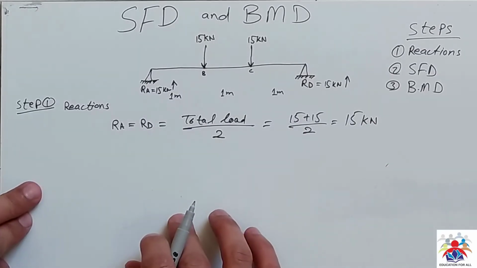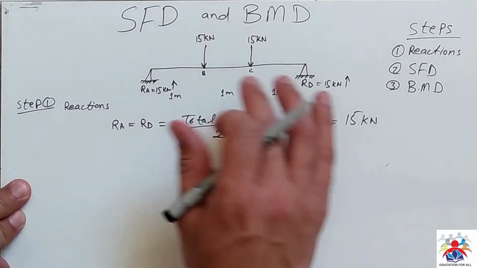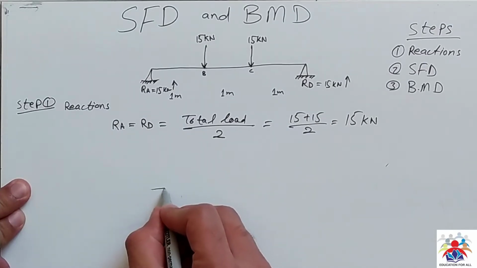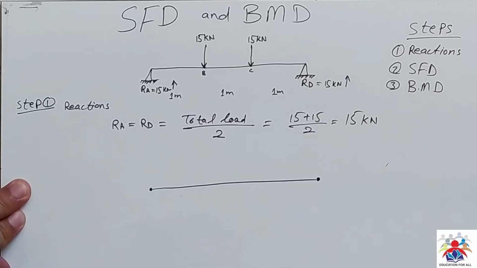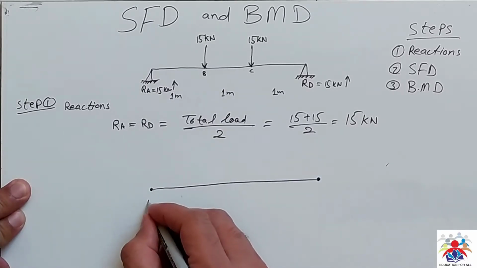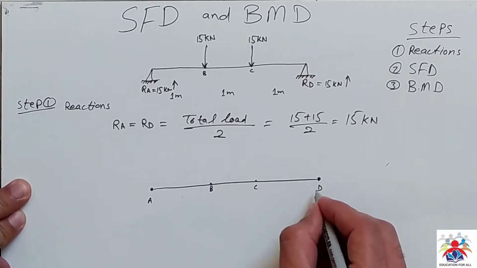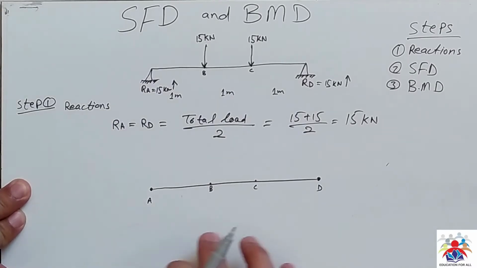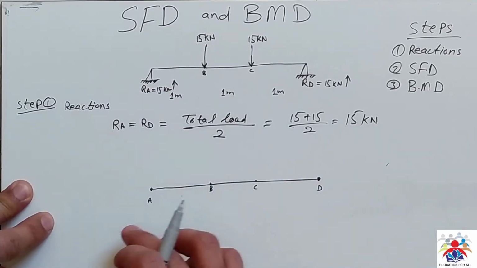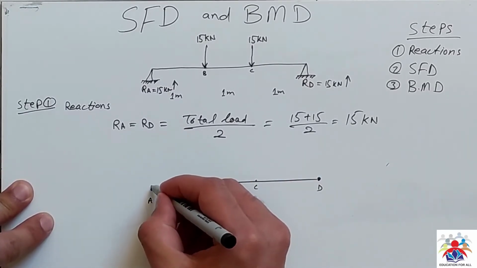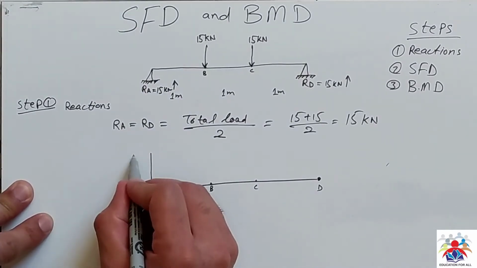Now we have to draw a shear force diagram on the basis of these numbers. So this is our beam line representation. This is going to be A, we have B, this is C, and at the end we have point D. As you can see, we have 15 kilonewton at point A. This is the value at point A. So it means our shear force diagram line will go upwards 15 kilonewton.